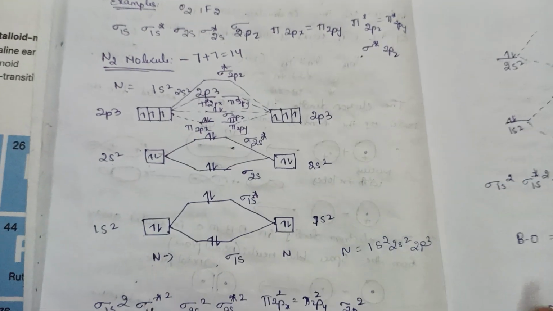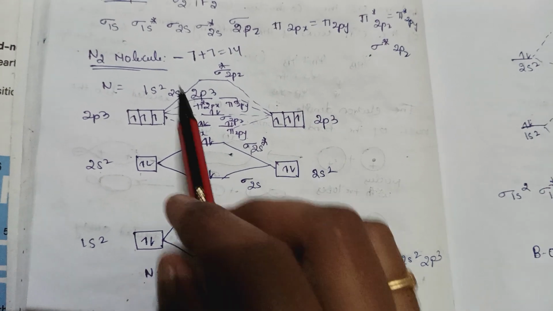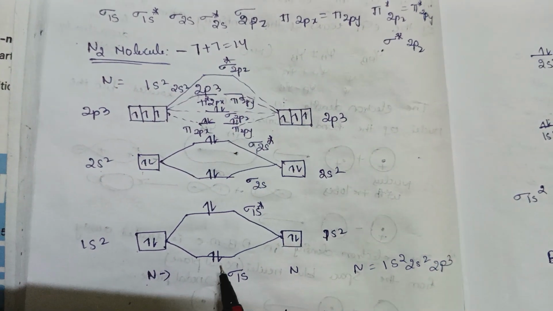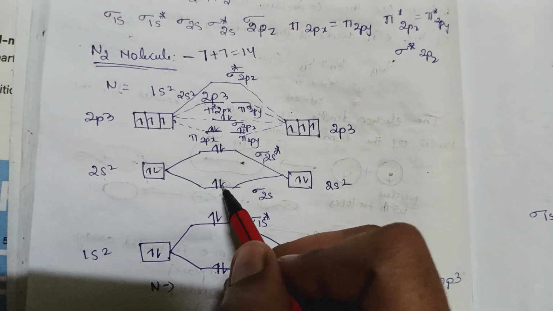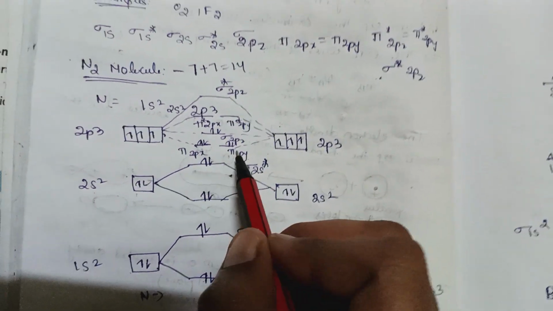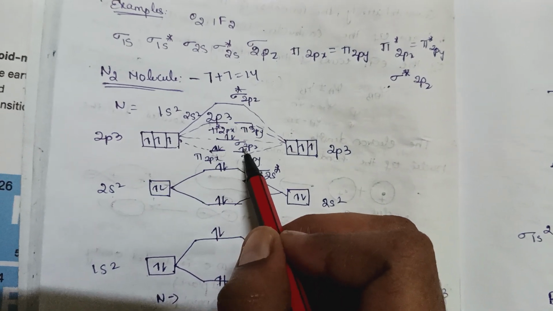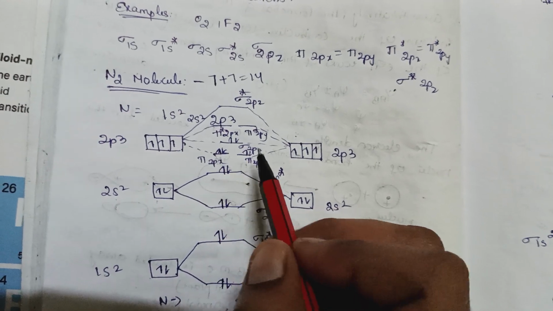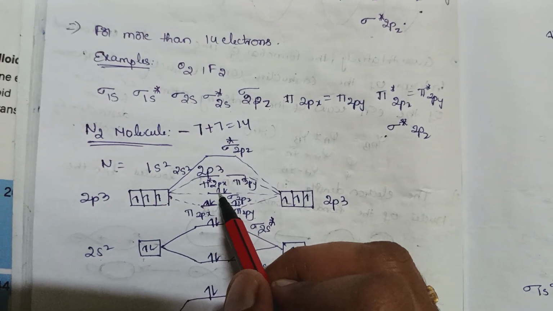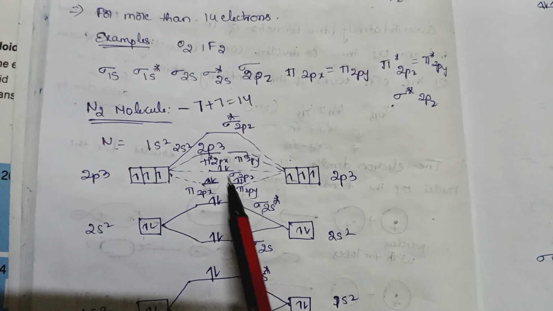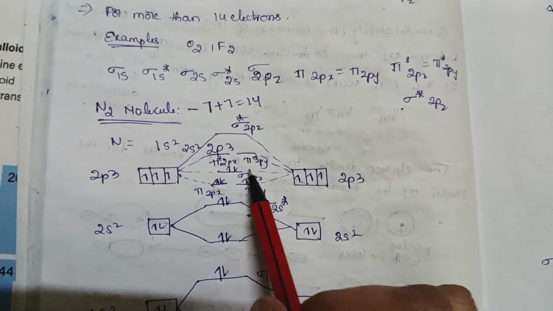We have to fill electrons. The total number of electrons is 14. First we fill 2, 4, 6, 8. Here these are the two degenerate orbitals. First we fill one electron in each, and next we fill the second electron in each. Next sigma 2pz gets 2 electrons. Totally 2, 4, 6, 8, 10, 12, 14.